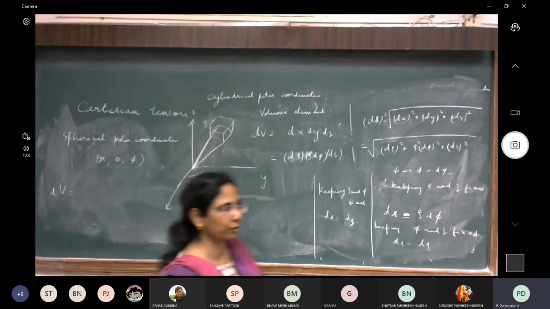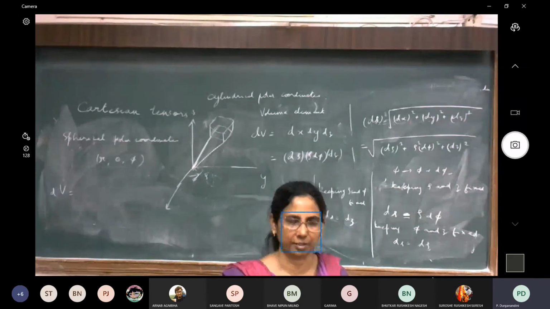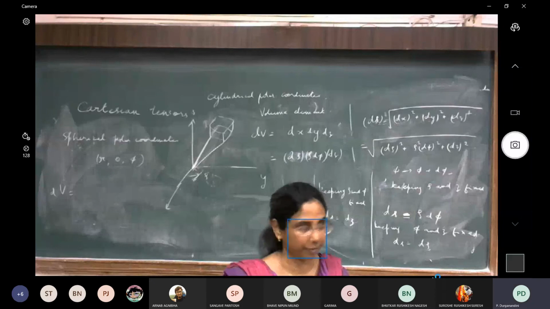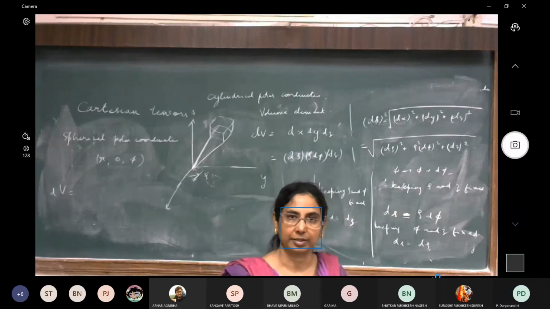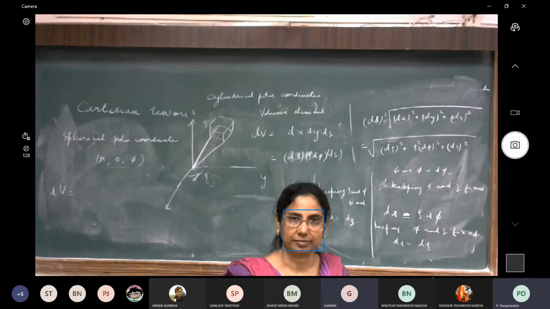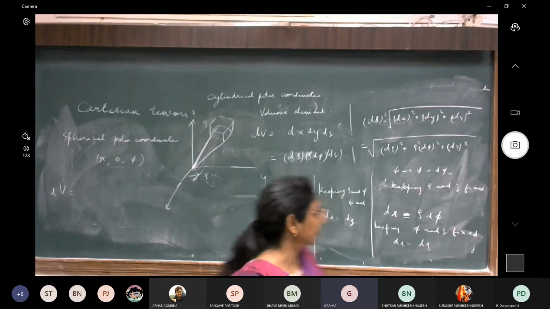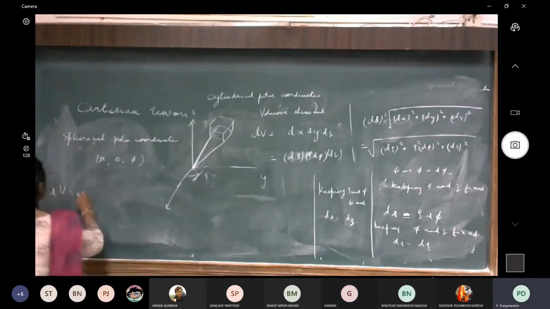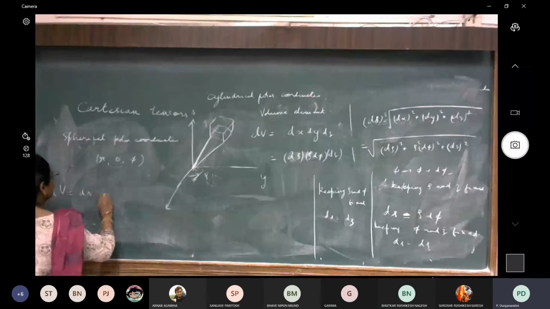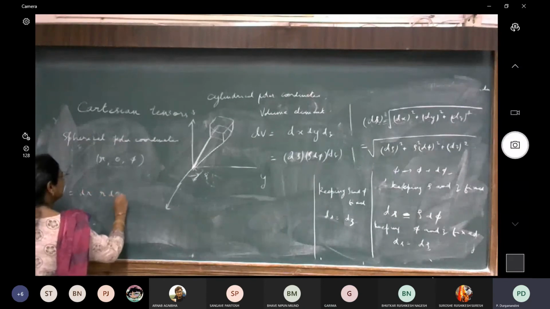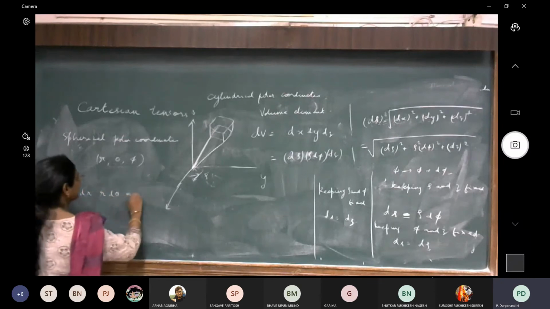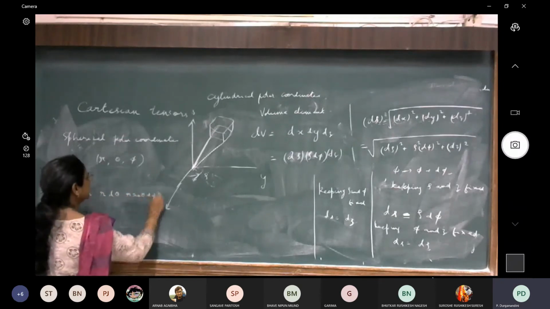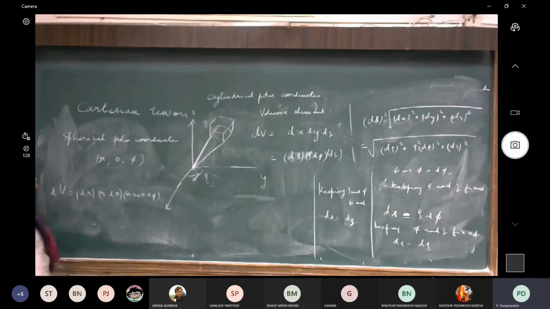I'm sure you people have encountered volume elements in spherical polar coordinates. You have done class ED1, right? And also quantum mechanics 1. It's r square dr sine theta d theta d phi. So I will write that as dr, then I will write this as r d theta, and then I will write this as r sine theta. So you have told us r square sine theta, dr, d theta, d phi. Okay, but I'll write it like this.